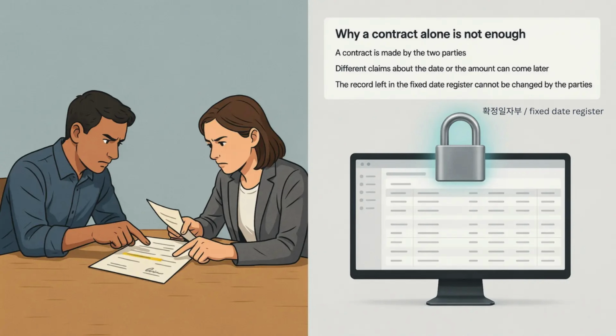A lease contract is made by 2 people, the lessor and the lessee. Because of that, different claims about the date or the amount can come later. A fixed date creates one more record outside the contract. It leaves what the contract said on that day in the fixed date register. The record in the fixed date register cannot be changed by the parties, so a date and an amount carrying a fixed date are hard to dispute later.